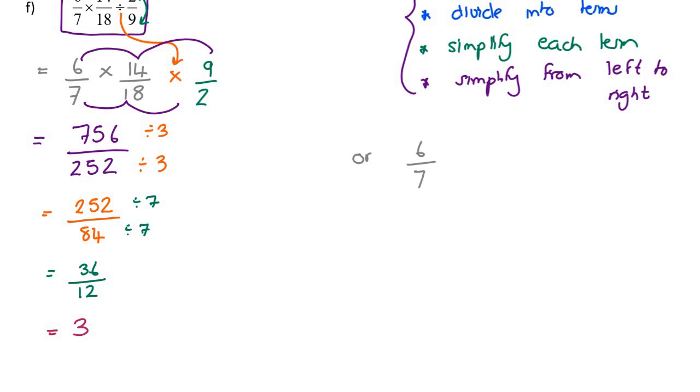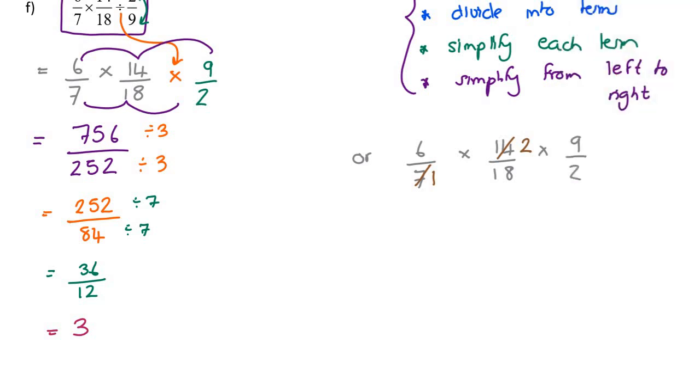So let's look at what the cross-cancelling version would look like, because I actually think it would be a lot easier. 6 over 7 times 14 over 18 times 9 over 2. What can cross-cancel? Well, 7 divided by 7 is 1, and 14 divided by 7 is 2.